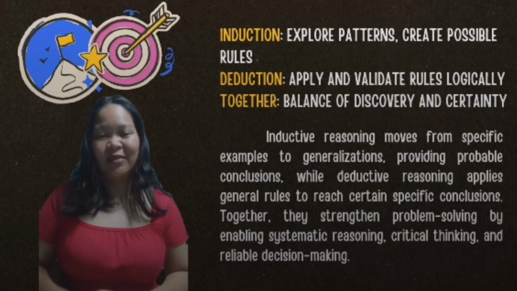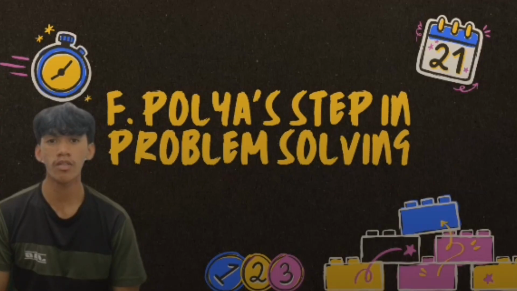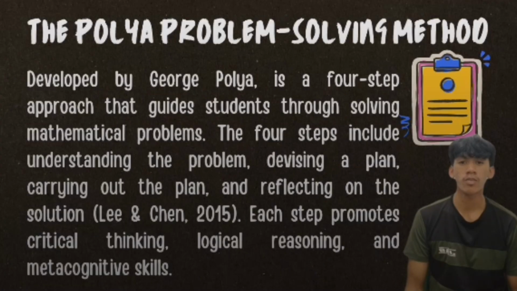So for the next topic, we're going to talk about a classic problem-solving strategy in mathematics developed by George Polya. This approach has been widely used in classrooms because it helps students become more confident and effective problem solvers. According to Polya, solving a math problem isn't just about getting the right answer. It's about following a process. He outlined 4 important steps that guide us in thinking logically and critically.